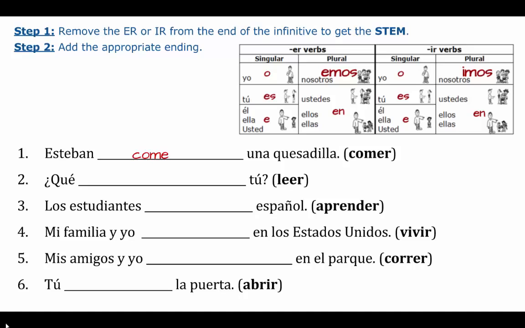For number two, this is a question. And since I see it says qué, tú, I'm speaking in the tú form. The verb is leer. So this question is asking, what are you reading? What I do first is I remove that ER from the verb leer to get our stem le, and I add my tú ending, which is es. Lees. ¿Qué lees tú?